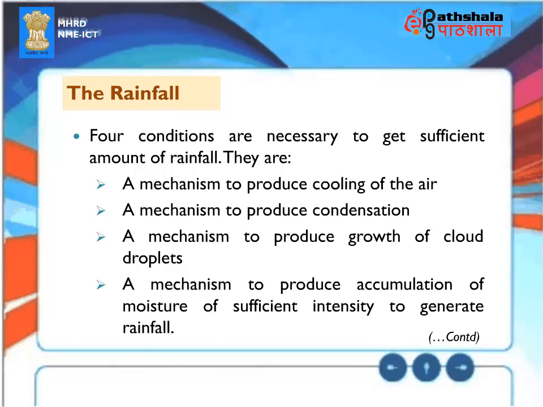4 conditions are necessary to get sufficient amount of rainfall. They are a mechanism to produce cooling of the air, a mechanism to produce condensation, a mechanism to produce growth of cloud droplets, and a mechanism to produce accumulation of moisture of sufficient intensity to generate rainfall.